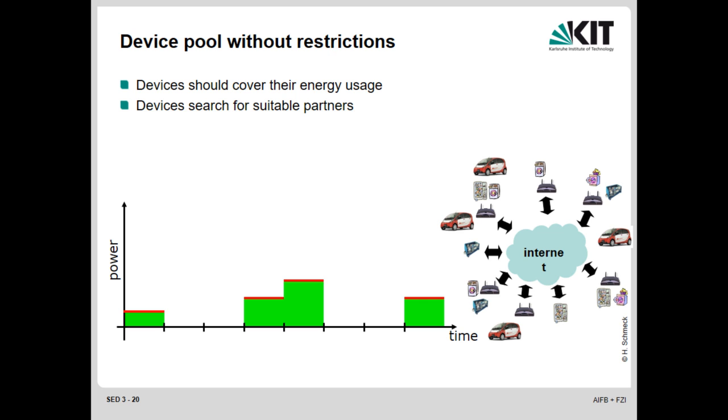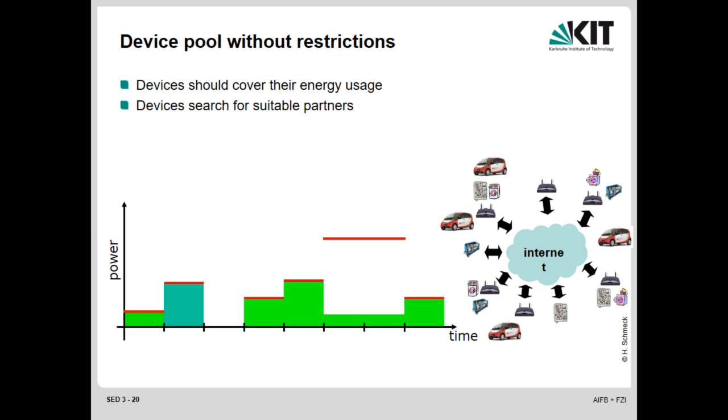So the idea is that all the devices know about their energy usage. They would like to cover their energy usage. So assume that a certain device like a fridge would like to use energy at a certain time. Then it needs a partner, a combined heat and power plant, for example, to generate energy for that period of time. So they could just communicate locally with each other that if one device needs extra power, another device has to provide the power.